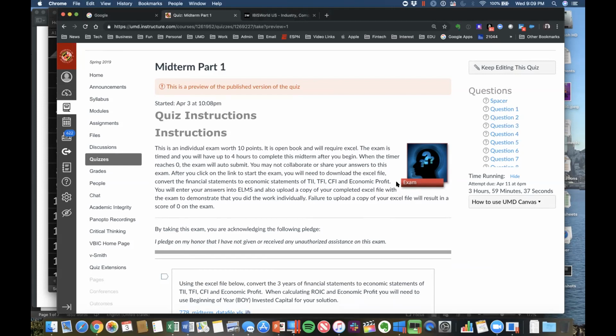So it's 4 hours for midterm one and 4 additional hours for midterm two, and the clock does not start until you actually start the exam. But I will just warn you, if you start the exam, you can't stop the exam. So even if I were to close out of the screen, that clock is still running in the background on the server. At the end of 4 hours, if there's nothing submitted, you're going to get a zero. So don't click on it until you're ready to do it.